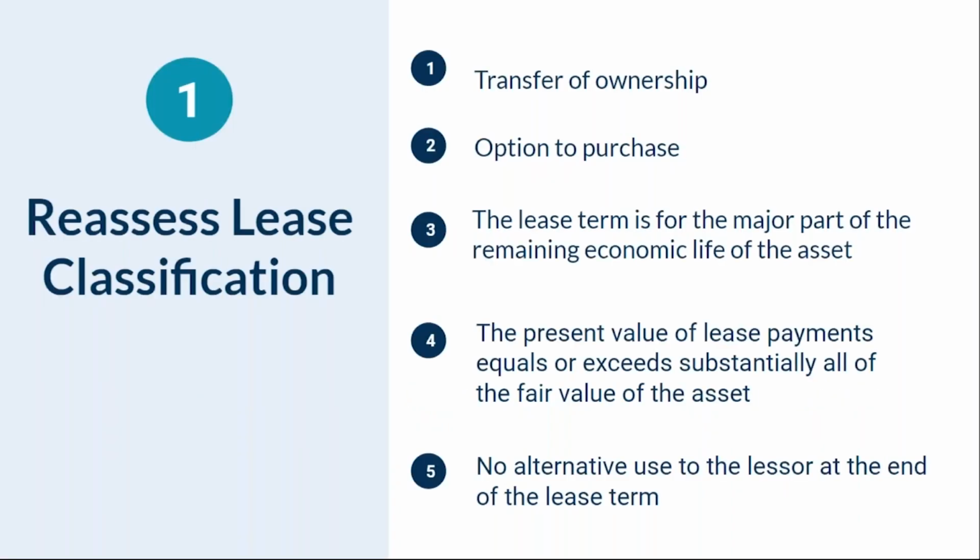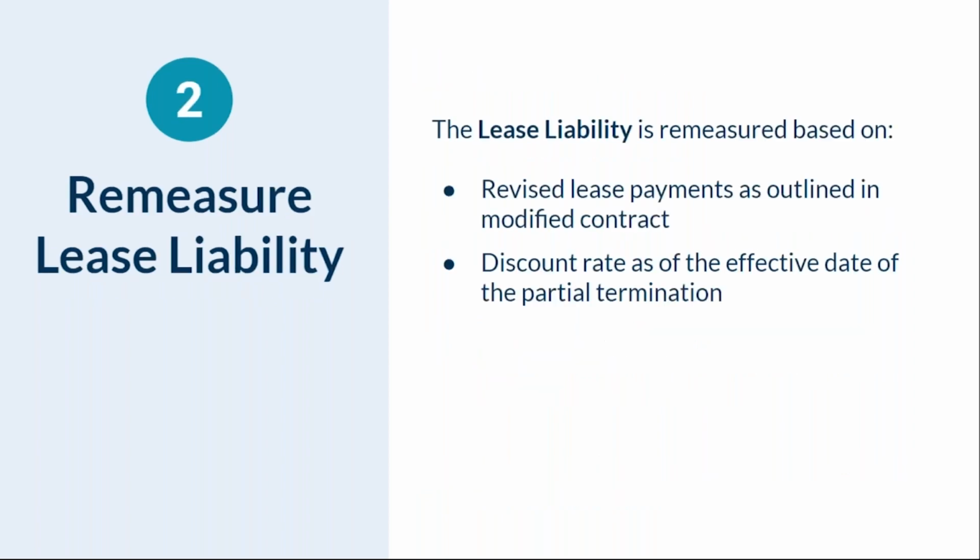The first step is to reassess the lease classification of the modified contract. This is done by reviewing the same criteria for finance and operating leases used in the initial classification test. If any of these criteria exist, then the lease is a finance lease. Again, criteria number 5 is new for ASC 842. The second step is to remeasure the lease liability. The lease liability should always equal the present value of the remaining lease payments. To remeasure the lease liability for a partial termination, calculate the present value of the remaining modified lease payments using the discount rate in effect as of the date of the partial termination.